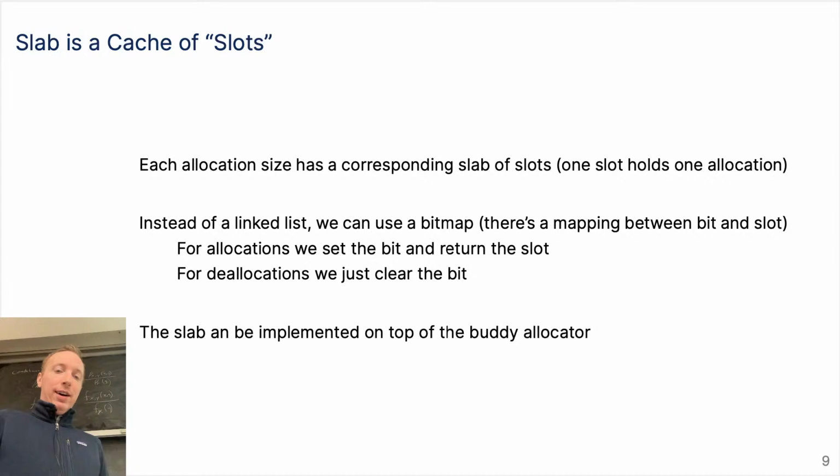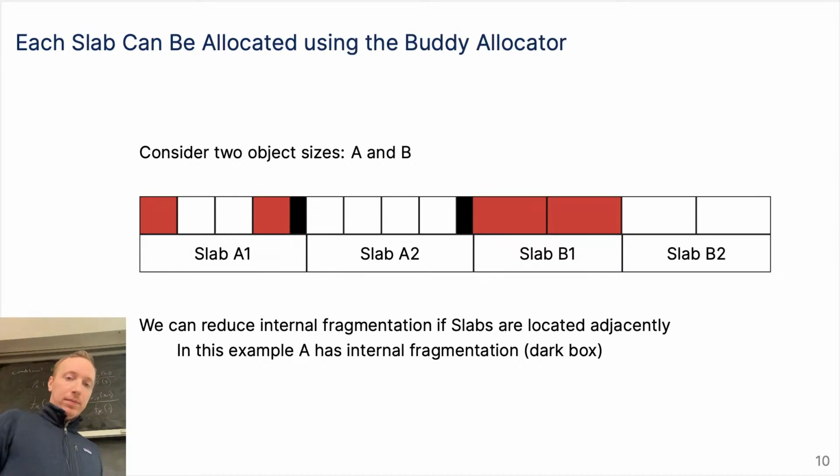So also what you could do is implement a slab on top of a buddy allocator. For instance, if you still want a general algorithm, you could have a buddy allocator and just say, hey, give me a giant block of memory, and I will essentially implement a slab using that giant block of memory. So this is kind of what it would look like.